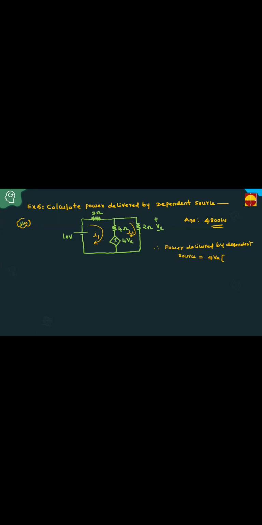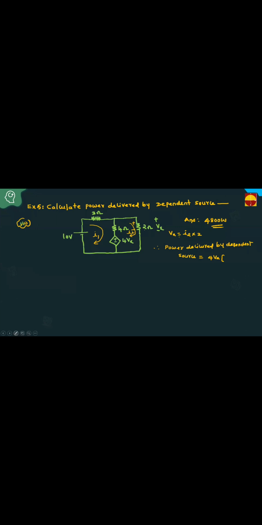You know I2. Once you calculate I2, Vx equal to I2 into 2 ohms. Sir, how to get I2? Solve these two mesh equations, you get I1 and I2. Substitute I2, 2 ohms you know, Vx you get, 4 into Vx. Now I'm asking the question: 4 Vx into I2 minus I1 or I1 minus I2?